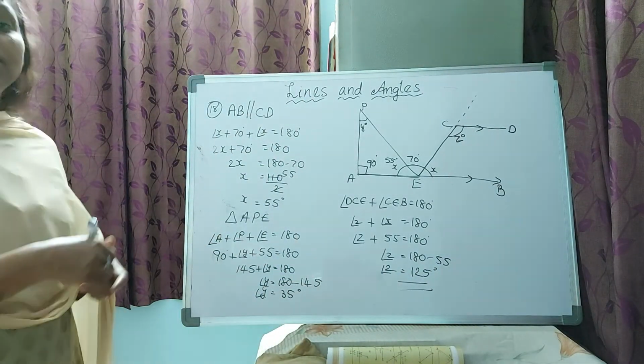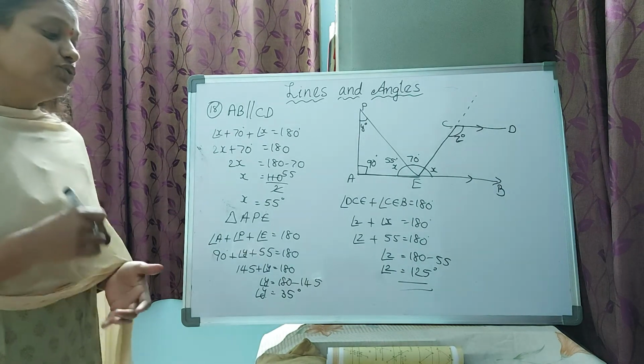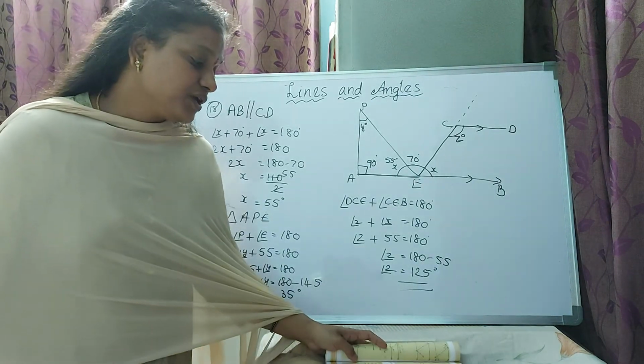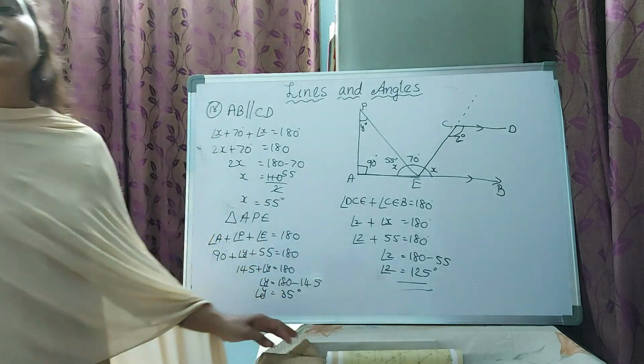We found X, Y, Z. In this way, try to find the remaining ones. Try the 19th problem. Otherwise, tomorrow we will discuss.